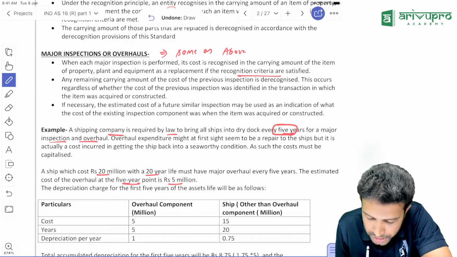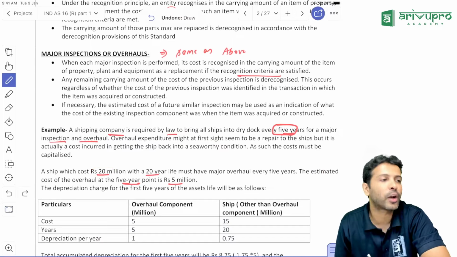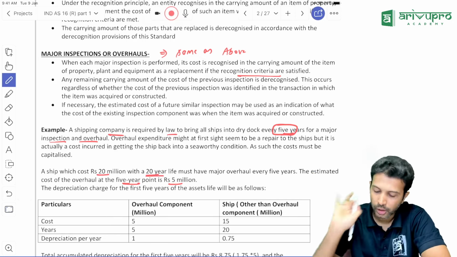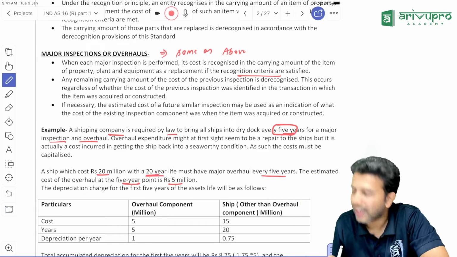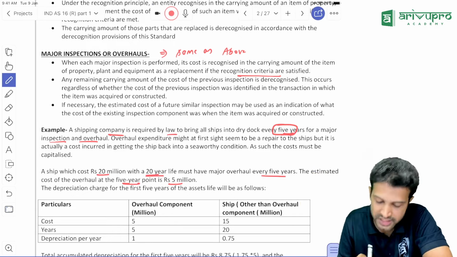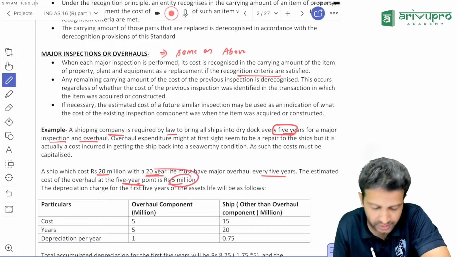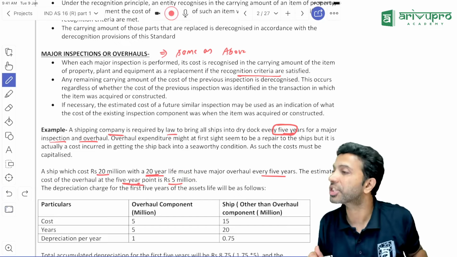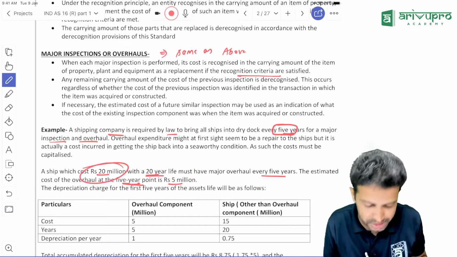Okay. A company has purchased the ship for how much? 20 million. And the useful life of the ship is how much? 20 years. Must have an overhaul every 5 years. Estimated cost of overhaul is 5 million. Stop there. How much did you totally pay for the ship initially?